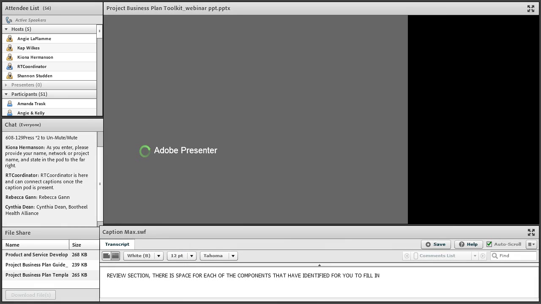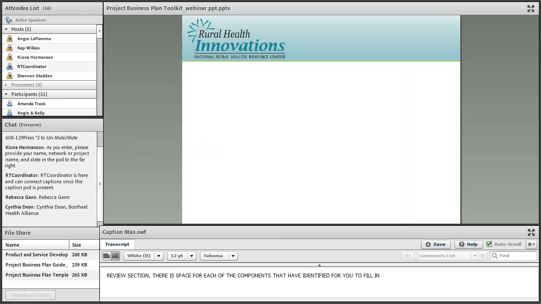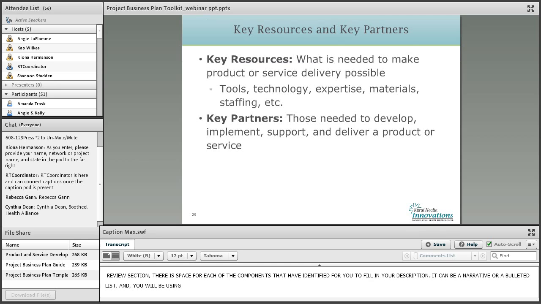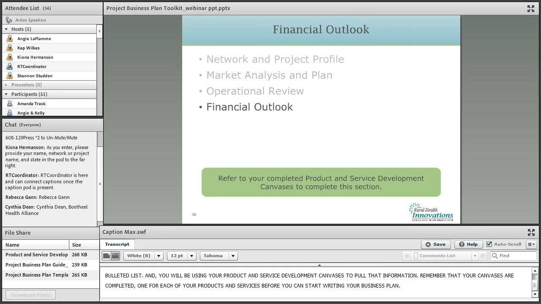It's important to examine your project's infrastructure and assess what is needed to make the product or service delivery possible. You do that in the key resources section of your business plan. This includes identifying the most important tools, perhaps technology, expertise, things like staffing and materials, those resources needed to develop, implement, support, and deliver your product and service.